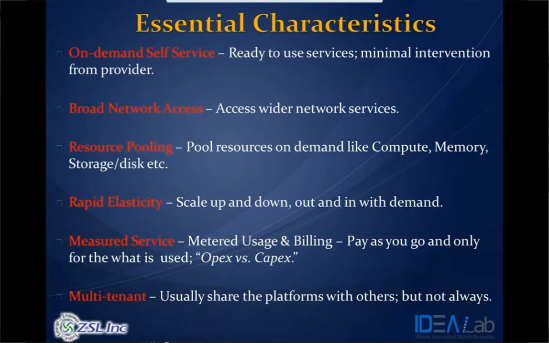Resource pooling. We pool resources on demand, like compute, memory, storage, disk. We just get what we need. So if we need computing power, we get computing power. We need memory, we say, okay, I want 2 GB memory, a quad-core processor, and 2 TB storage space. So I just go to the cloud and say, give me 4 processors, 8 GB of RAM, and 2 terabytes of storage.